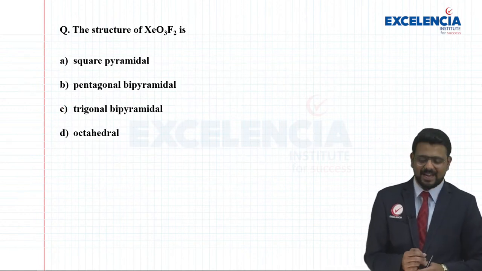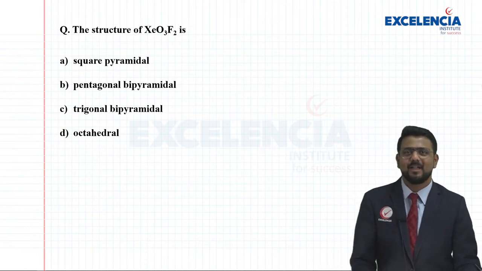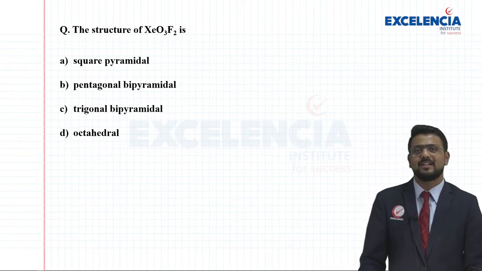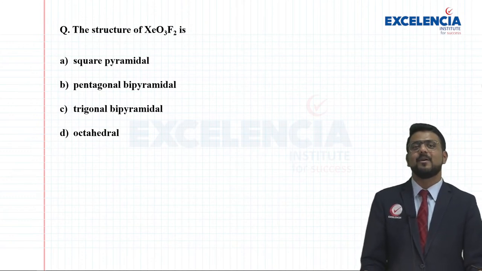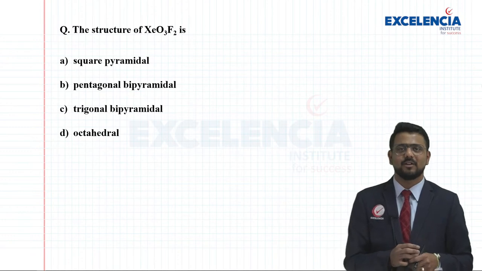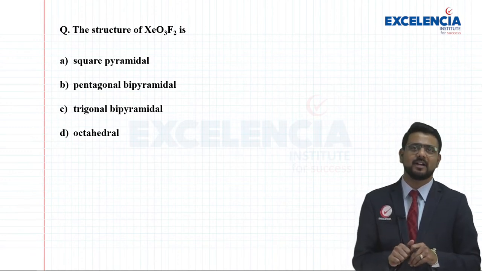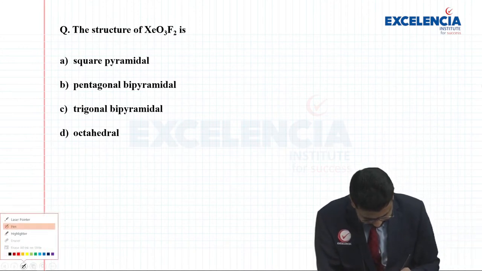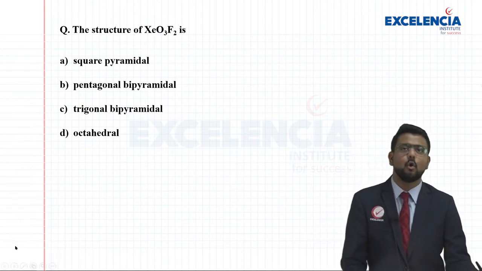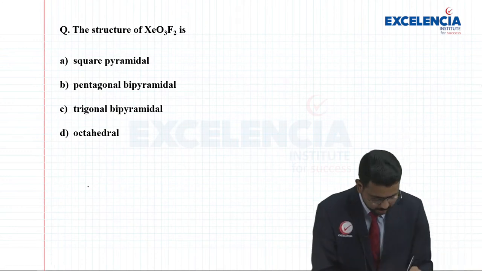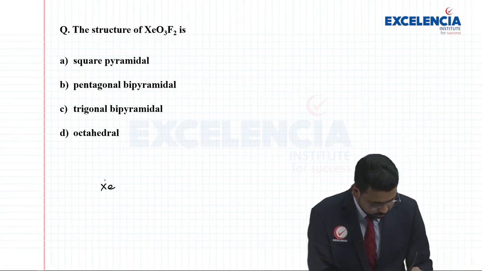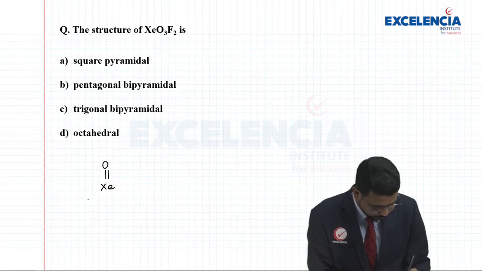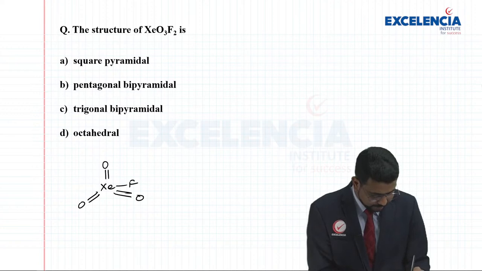The structure of XeO3F2. Now, you can definitely expect some question like this based on either the geometry or the shape or the number of bond pairs or lone pairs of electrons. So you have to have a clear understanding of these kinds of questions, right? Now, when we talk about XeO3F2, we know how to draw its Lewis structure, right? So if I draw the Lewis structure of XeO3F2, it's like this: double bond O, double bond O, double bond O, right? And of course, here you have F and F.